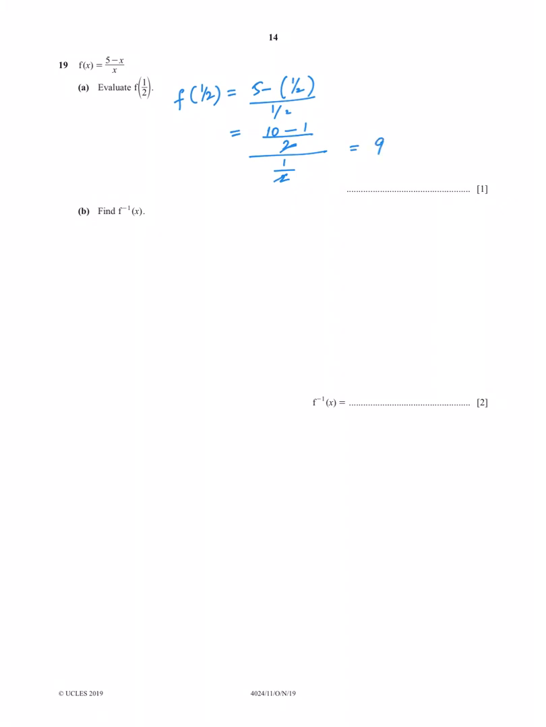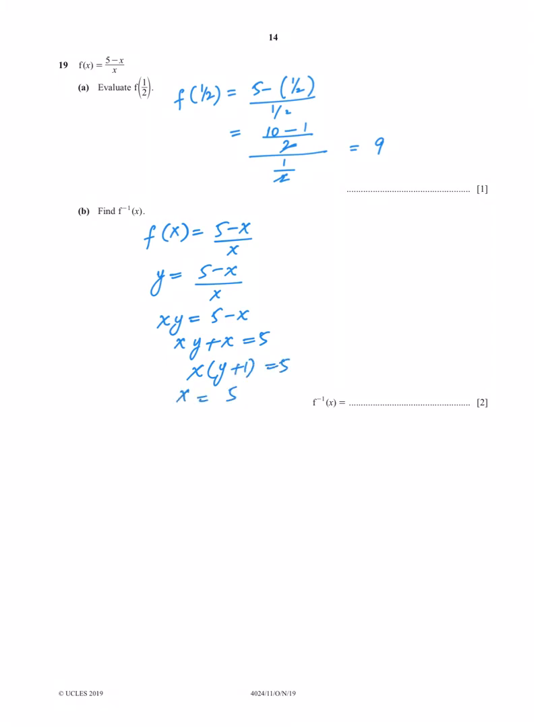In the next part, it says f inverse of x, where the function f of x equals 5 minus x divided by x. So first thing, we need to replace f of x with y, so y equals 5 minus x divided by x. We need to make x the subject, so xy equals 5 minus x, xy plus x equals 5, x common, y plus 1 equals 5, and at last x equals 5 divided by y plus 1. In the last step, you need to replace x with f inverse of x, and you need to replace y with x. So that is your final answer for f inverse of x.